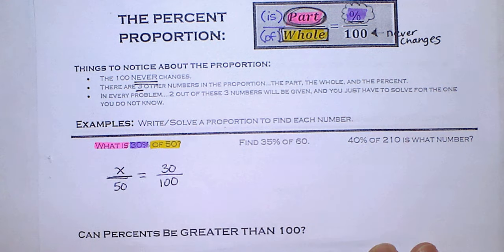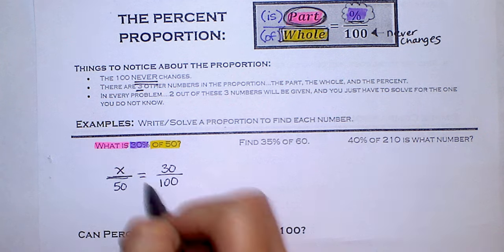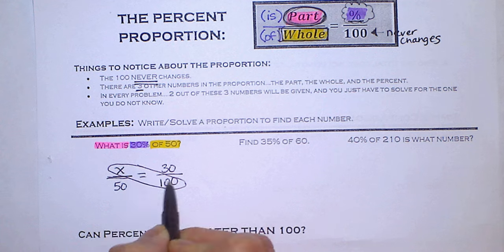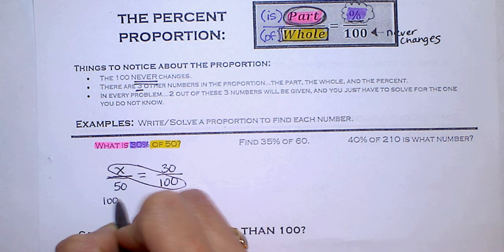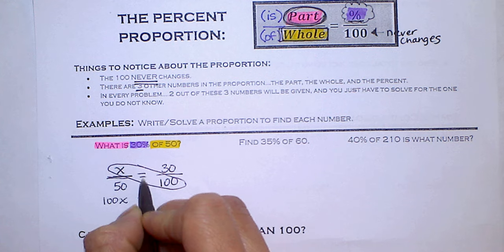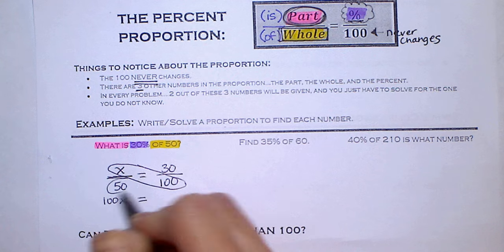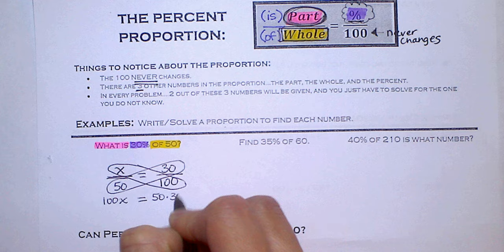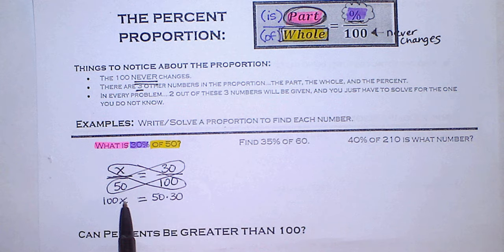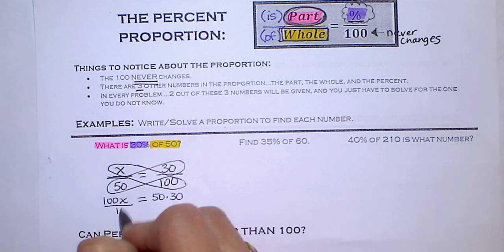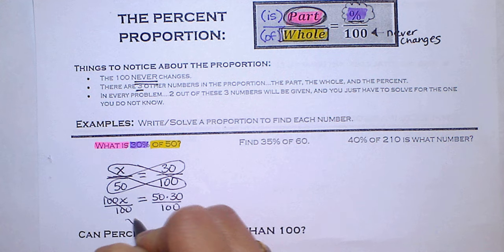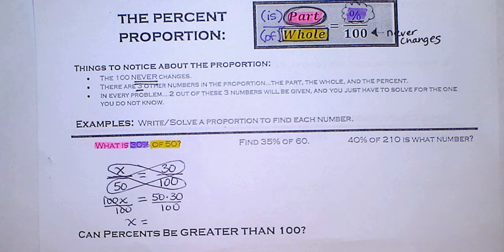Now let's solve it. We're going to do what's called the butterfly method, or the cross products. So x times 100, we write that as 100x equals, because there's our equals, 50 times 30. Now we want to get x by itself. The opposite of multiplying by 100 is dividing, so I'm going to divide by 100. And then we can type all of that into our calculator.